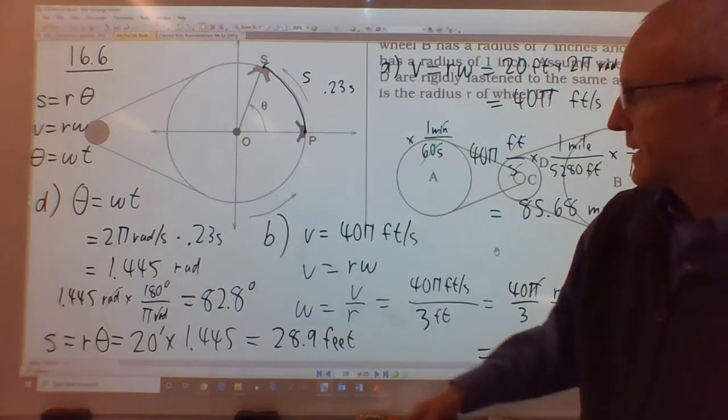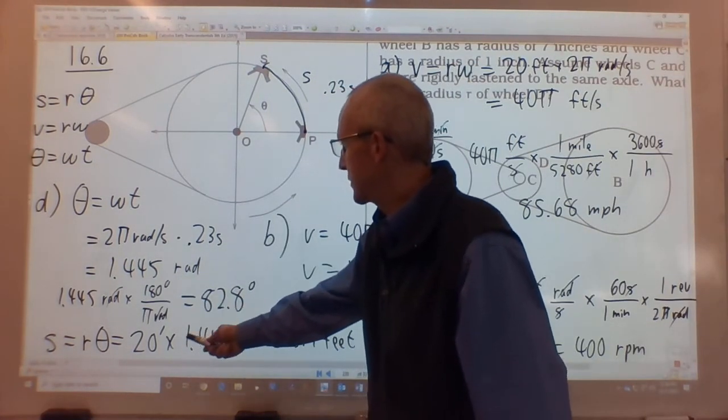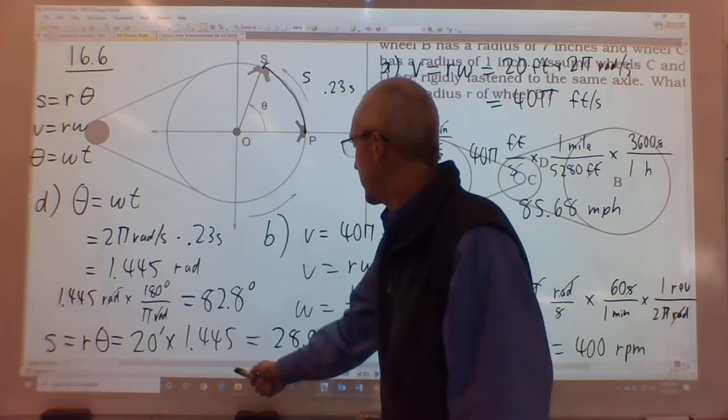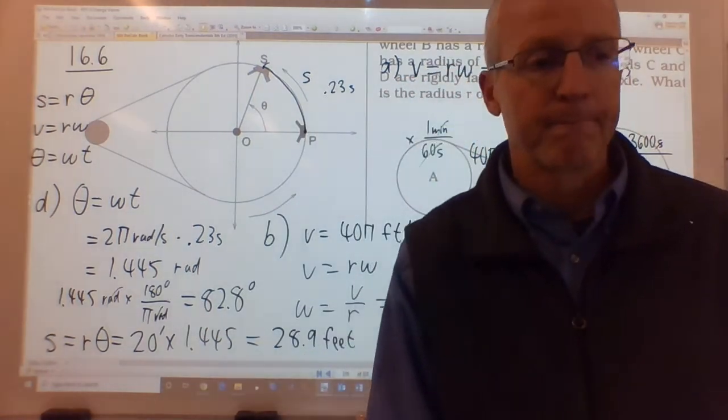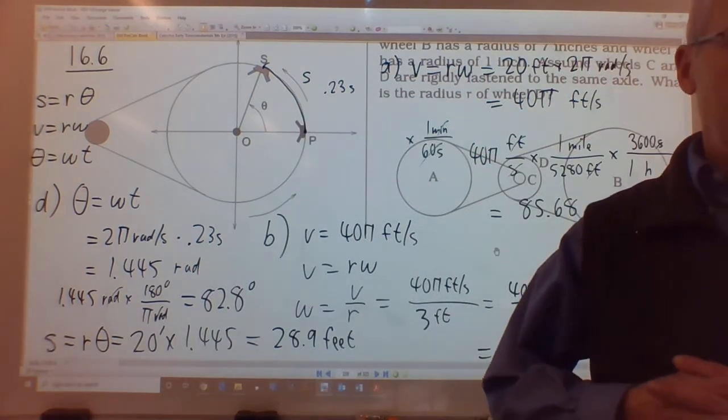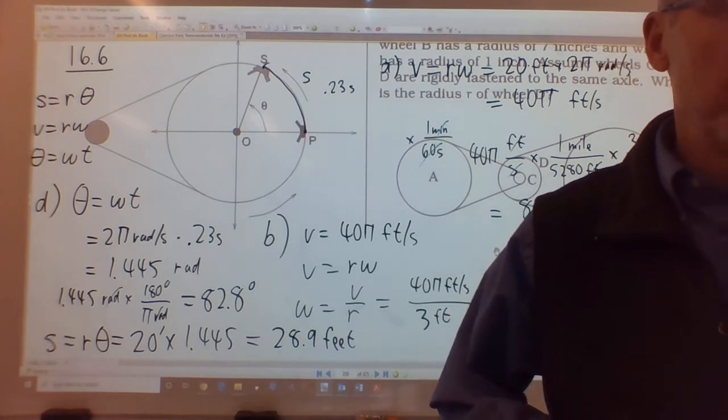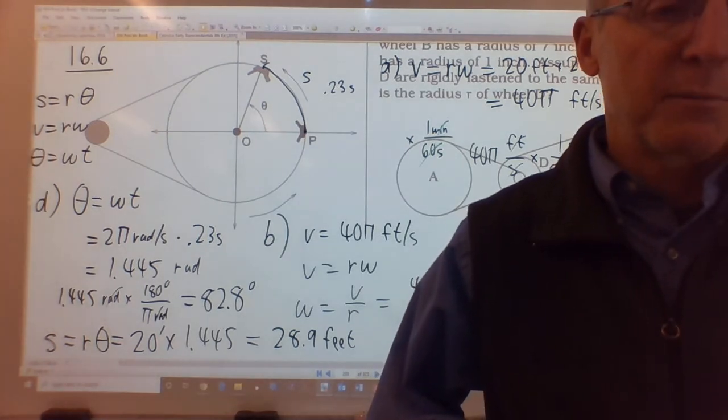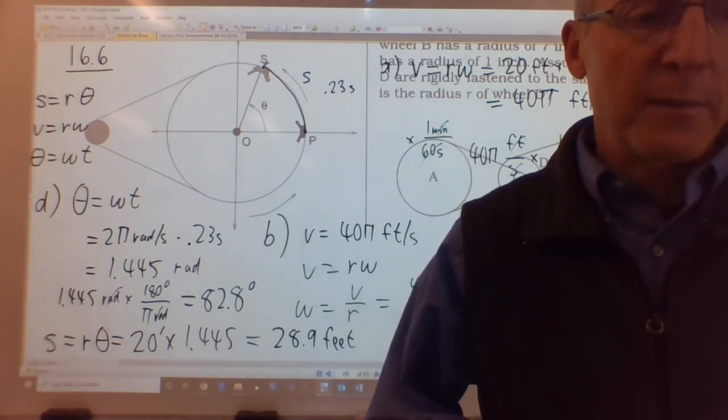So there are 3 answers. This many radians, which is this many degrees, which means the arc length, the distance traveled, is r theta, 28.9 feet. Okay, finally, part E says, assume Michael has traveled 88 feet from the position P to a new position. How many seconds will this take?